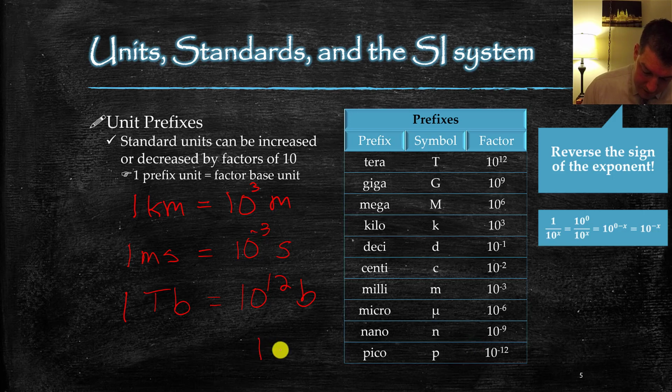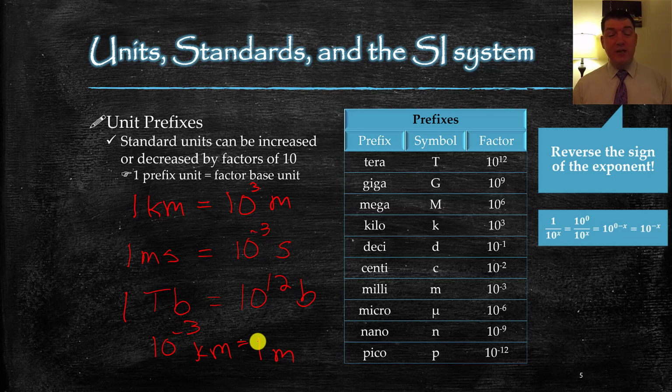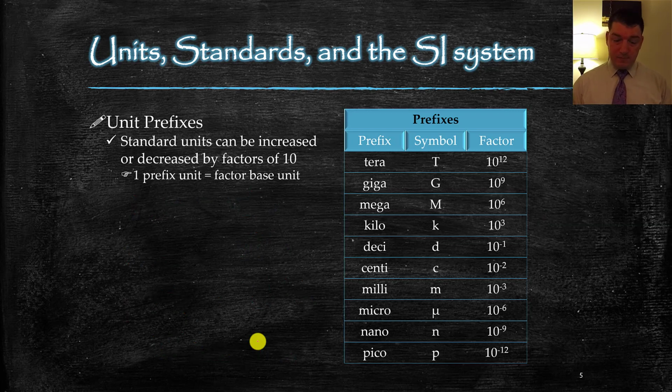1 meter is 10 to the negative third kilometers. Notice we just reversed the sign on it. 1 second would be 10 to the third milliseconds. 1 byte would be 10 to the negative 12th terabytes. So you see it's kind of an easy way to be able to move back and forth depending on which one you want to do. A lot of times students use this to always put the conversion factors, the numbers, in the numerator, so they're just multiplying.